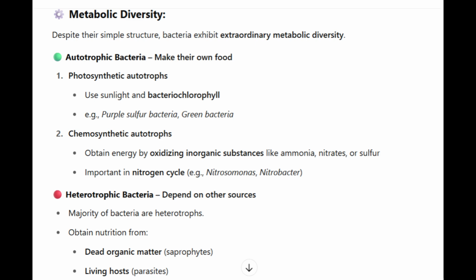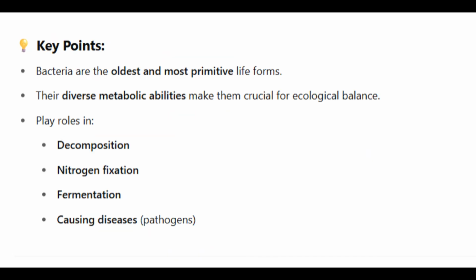Heterotrophic bacteria depend on other sources. Majority of bacteria are heterotrophs. Obtain nutrition from dead organic matter called saprotrophic, or living hosts called parasites. Key points. Bacteria are the oldest and most primitive life forms. Their diverse metabolic abilities make them crucial for ecological balance. Play roles in decomposition, nitrogen fixation, fermentation, causing diseases, pathogens.